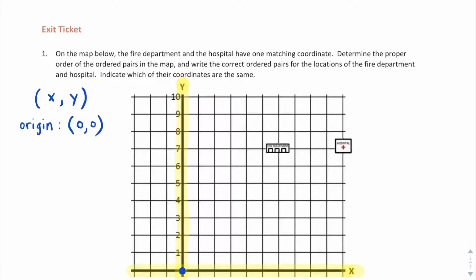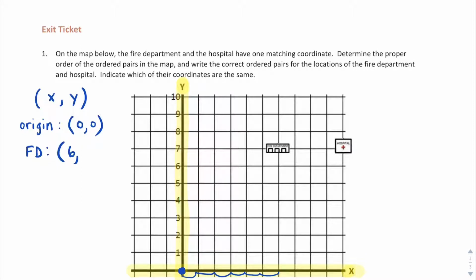So what about that fire department? Let's locate its location on the map. Once again, starting from the origin, I need to figure out how far to the right or to the left it is first, because x comes first. I need to go to the right 1, 2, 3, 4, 5, 6 spaces. Notice I have not gotten to the fire department. I've only moved 6 spaces. My x coordinate is 6.